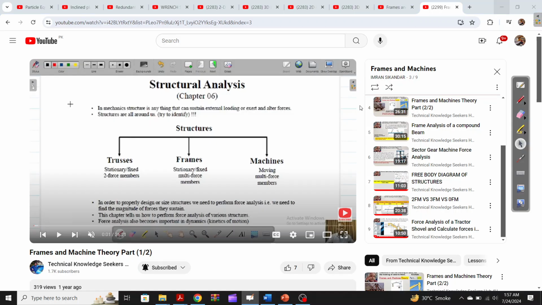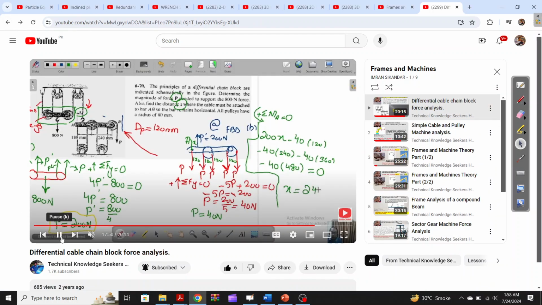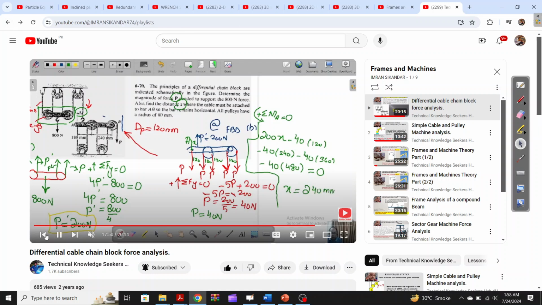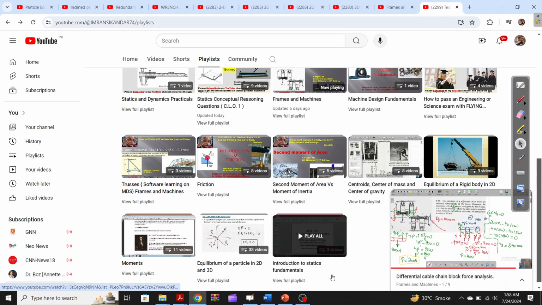So moment of inertia, if you look at it over here, again for frames and machines. This is the second moment of area versus the moment of inertia.